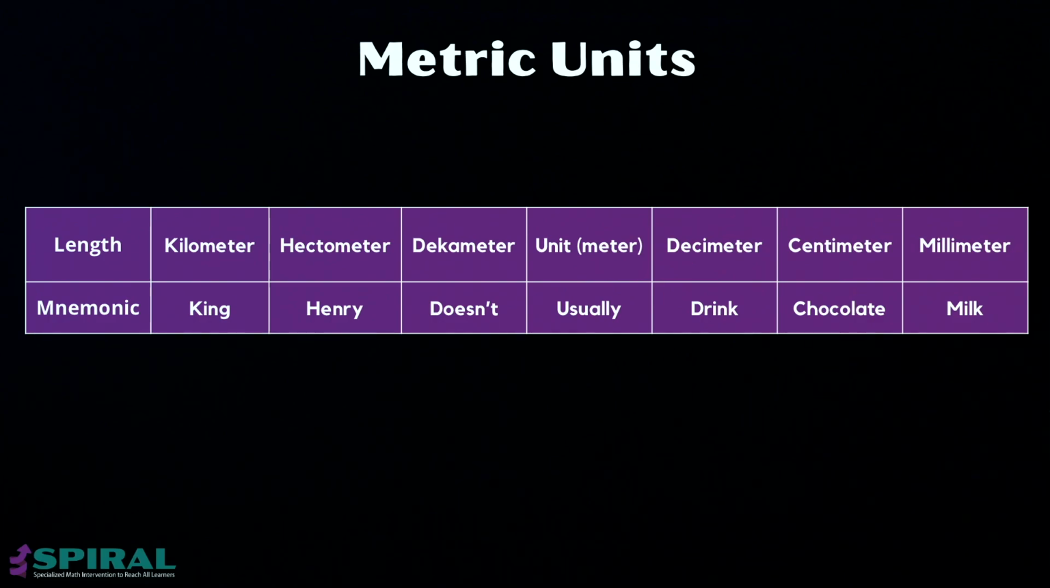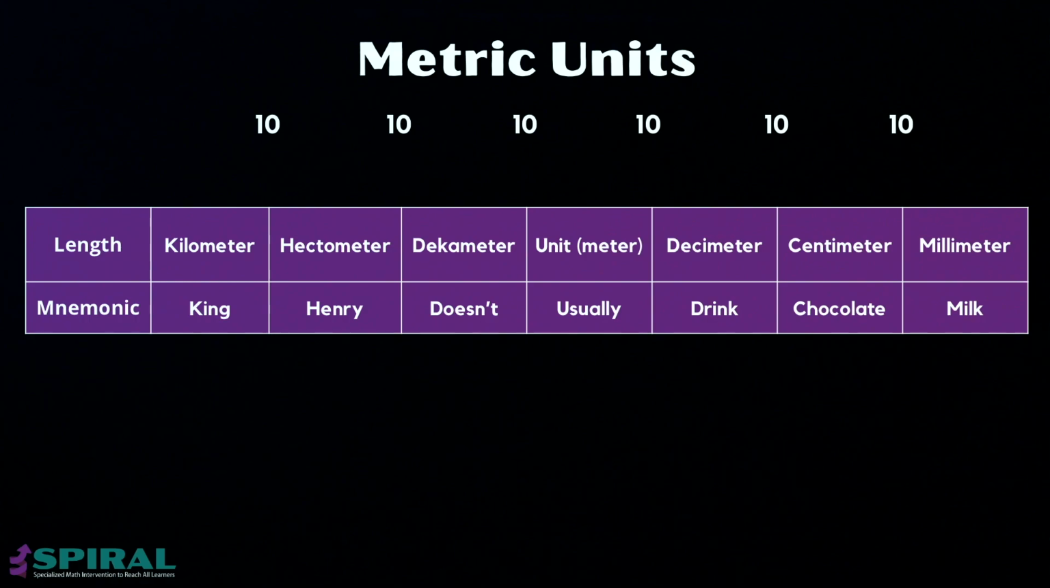In the metric system, students can understand the order of measurements from greater to least using the mnemonic device, King Henry doesn't usually drink chocolate milk. The order of the length measurements in the metric system is kilometer, hectometer, decameter, unit, which is meter, decimeter, centimeter, and millimeter. The metric system is based on tens, so we're going to use tens to complete the length conversions.